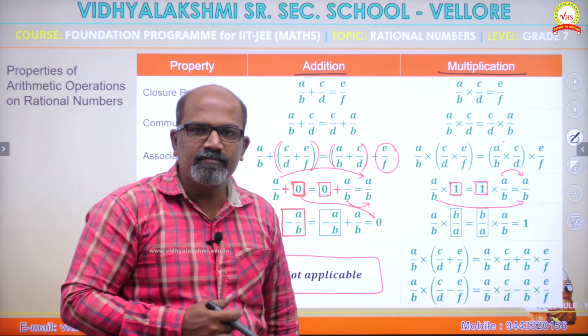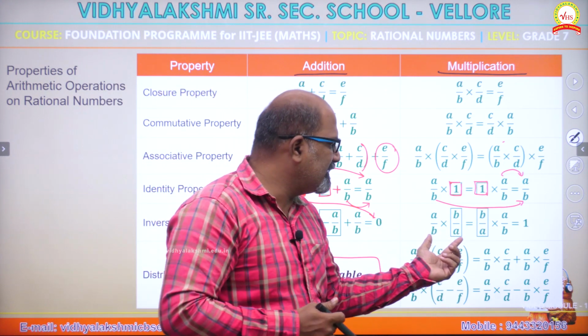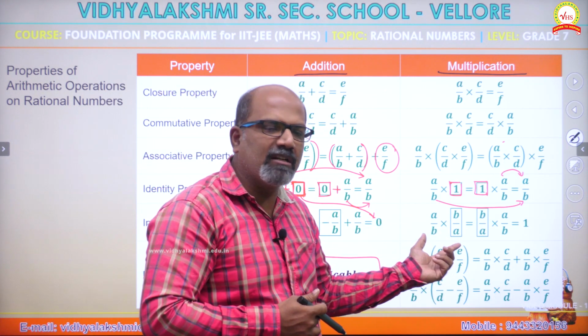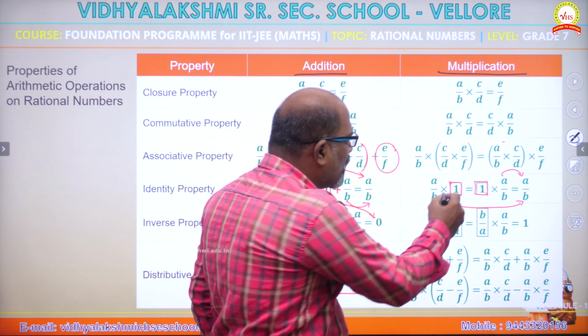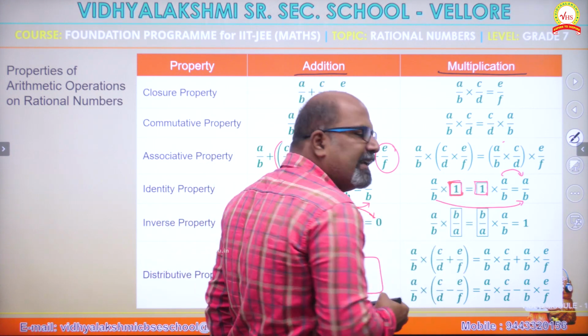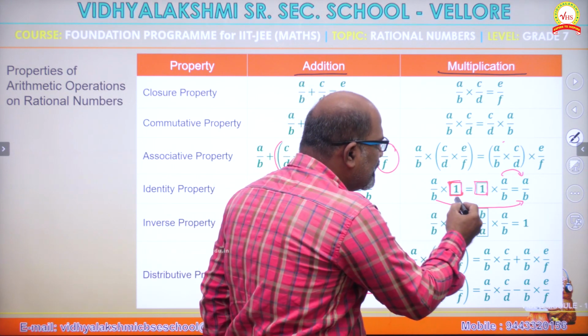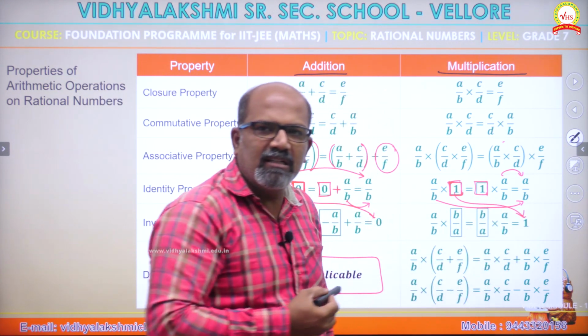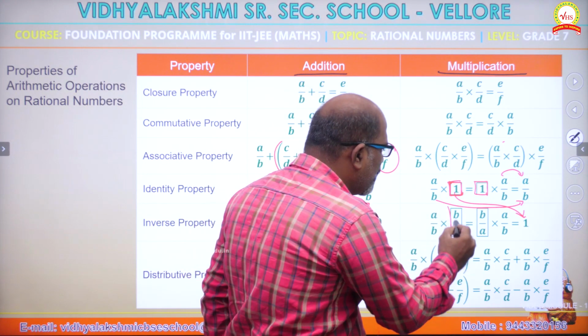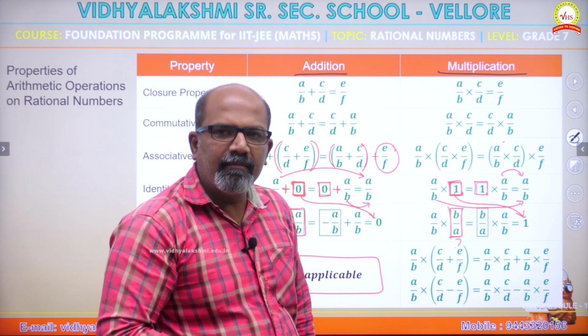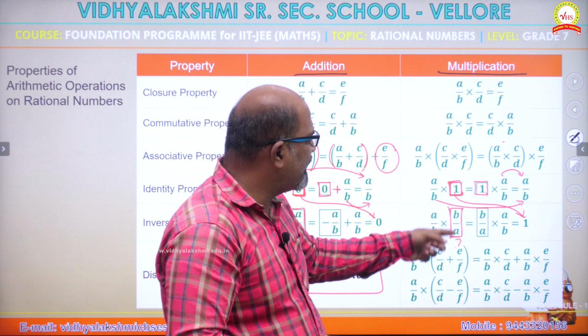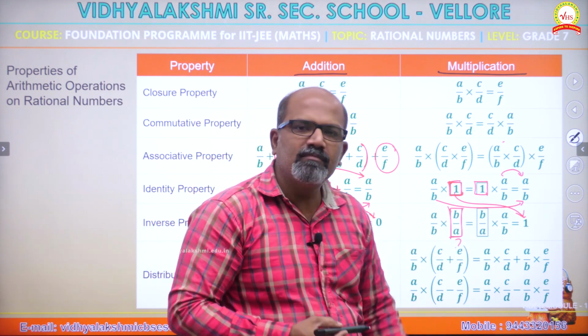When you come to the case of multiplication, we have a number a by b, and you see that 1 is the identity, the multiplicative identity. This one we have to get at last as the result. So, which number do you have to multiply here? b by a. When you multiply b by a with a by b, you will get 1.